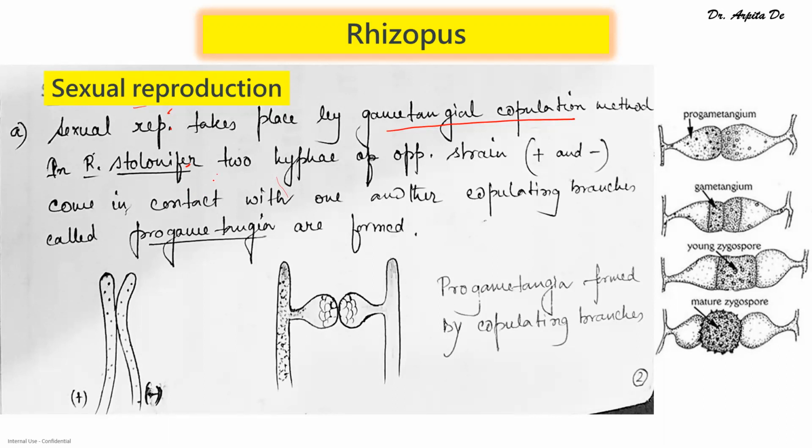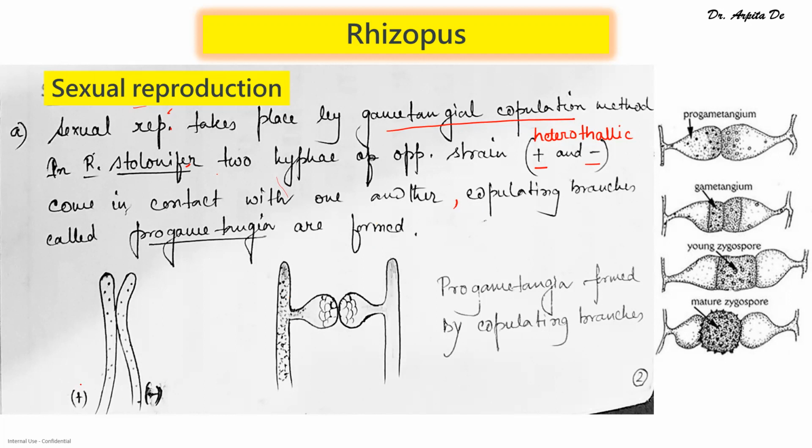In Rhizopus stolonifer, you will see two types of hyphae of opposite strain. One is plus, the other is minus. That means what? It is heterothallic. Hetero means different, homo is similar. Of course, it is hetero, isn't it? Because two different strains are observed here. They come in contact with one another. Okay. Then what happens? After they come in contact with one another, copulating branches called progametangia are formed.